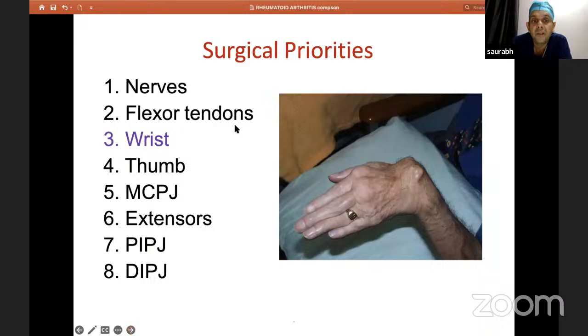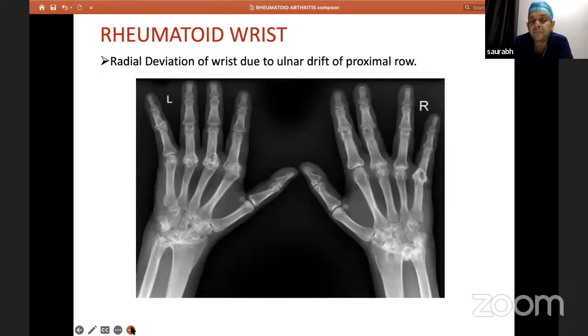So that's your flexor tendons. And the third priority will be your wrist. Remember, proximal to distal: wrist, MCPs, PIPs, DIPs. And then in between, think of your thumb and your extensors. So let's look at the wrist. What happens at the wrist?